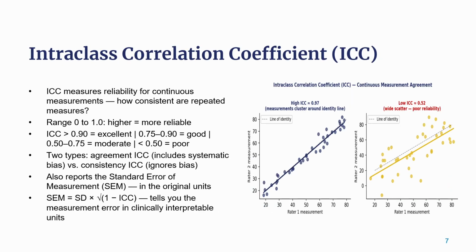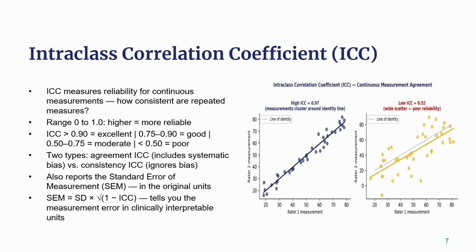Intraclass Correlation Coefficient, ICC, is to continuous measurements what kappa is to categorical ones. It's used when you want to know how reproducible a measurement is, whether across raters, across time, or across instruments. Think of ICC as asking, of all the variability we observe in measurements, how much is due to real differences between patients and how much is just measurement noise? High ICC means most variability is real. The tool is reliably detecting true differences between patients.